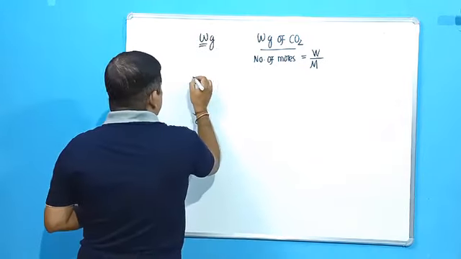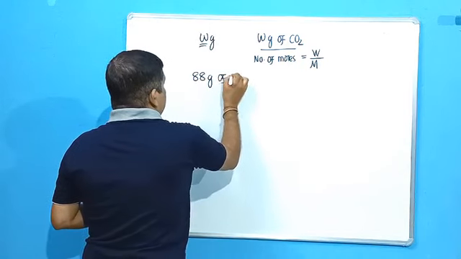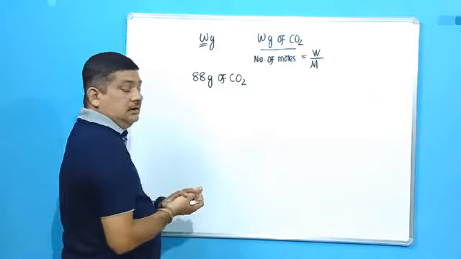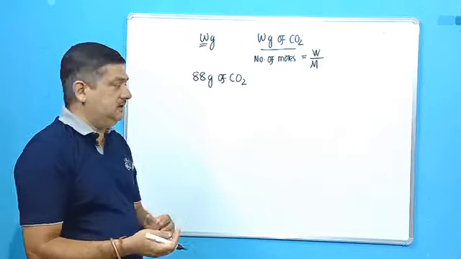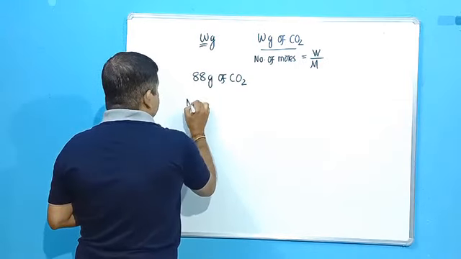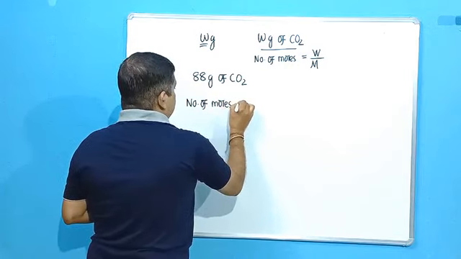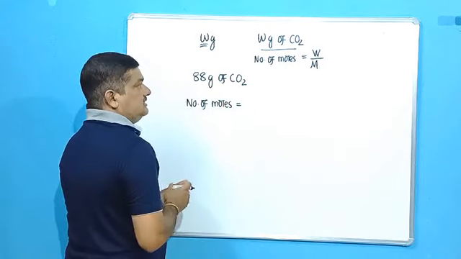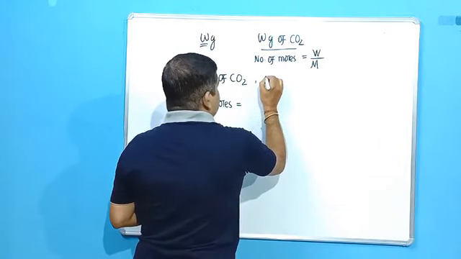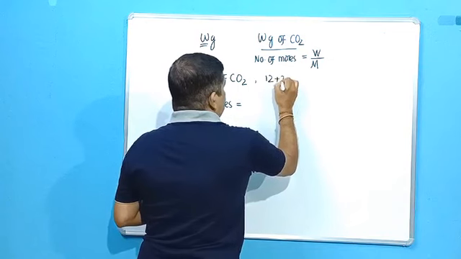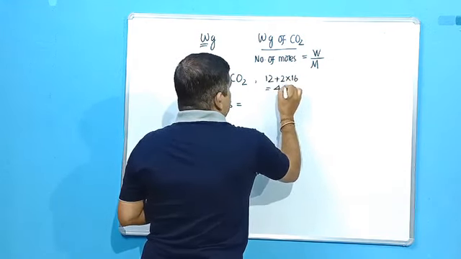Okay, suppose I give you 88 gram of carbon dioxide, and you have to calculate the number of moles of carbon dioxide present in it. Then what will be the number of moles? The given mass W is 88 gram. Then the molar mass of carbon dioxide: carbon is 12 plus oxygen 2 into 16, that means 32, so 44. So what will be the molar mass?